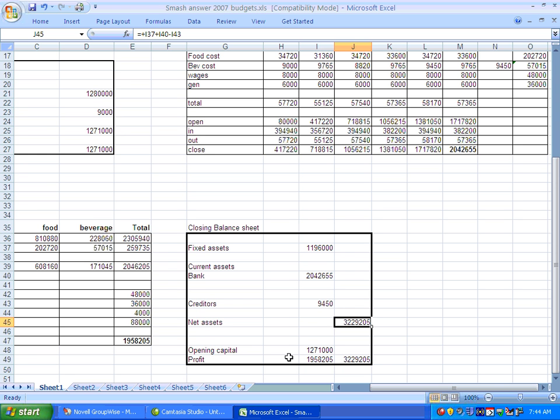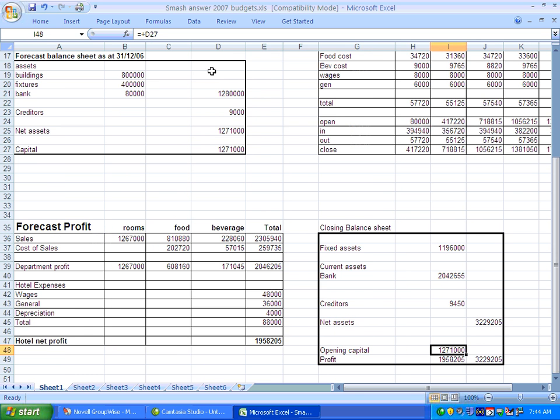This bit here, the bottom, the financed by, or the capital part. The opening capital is what we started with in the original balance sheet. We had capital there, 1,271,000. We started with that, and we've added onto that the profit that we made in the period, 1,958,000. So we've added those two together. That gives us our total capital as at the end of the session that we're doing. This is the balance sheet up to the end, and you should put this in here, the end of June 2007.